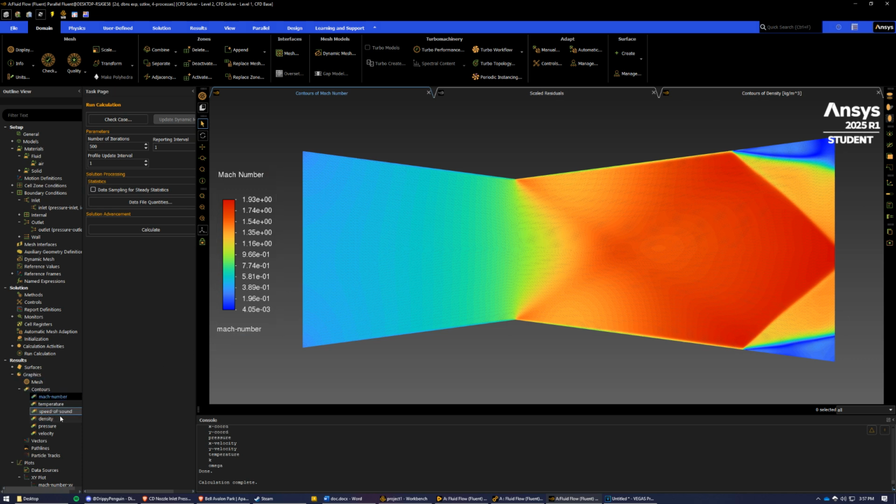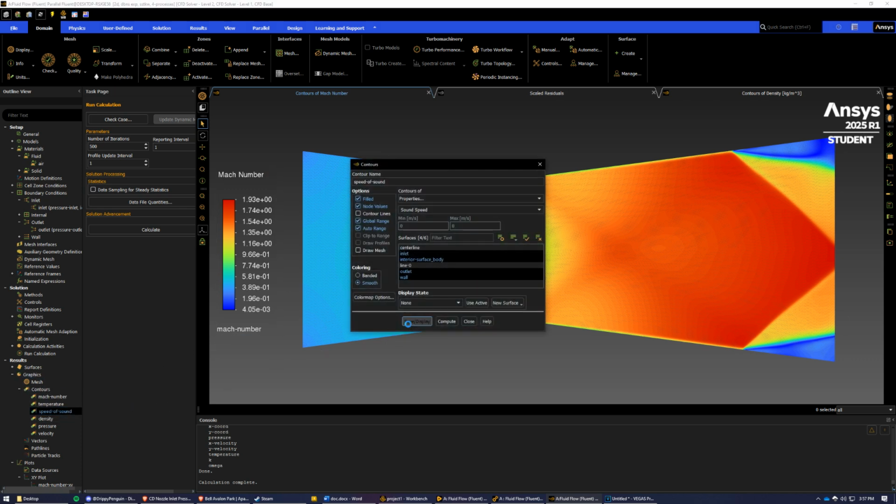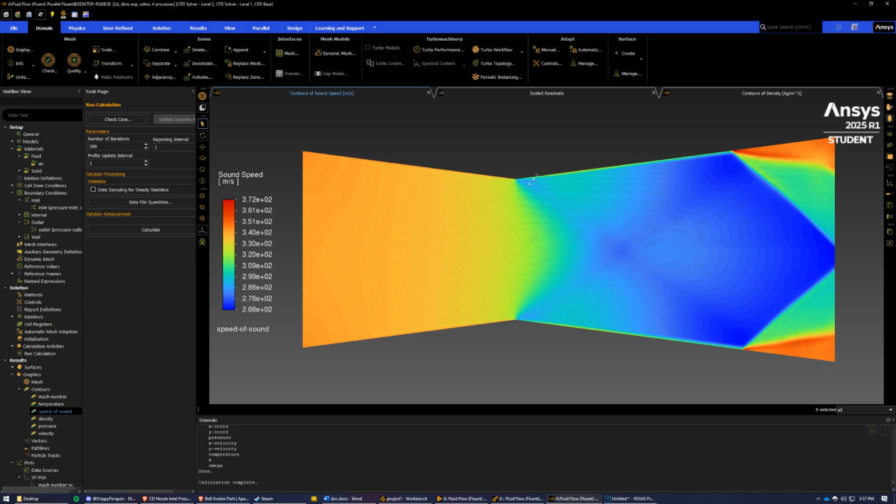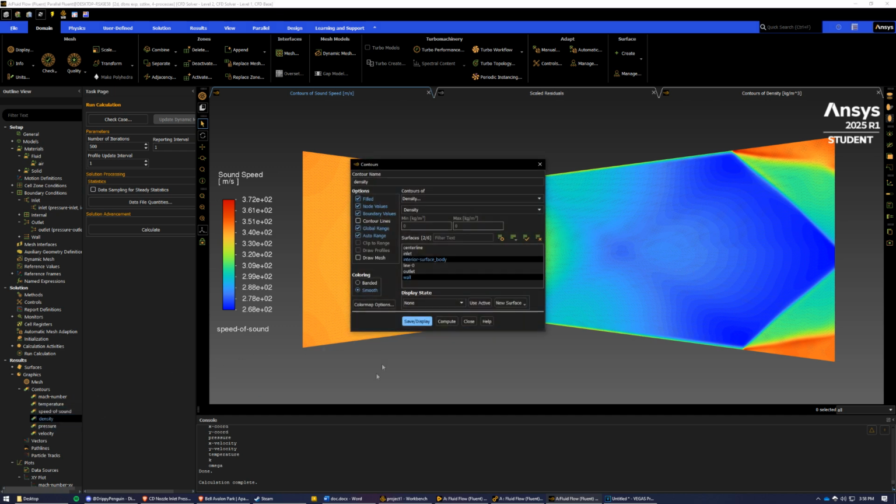Another interesting model to look at would be the speed of sound. This one and density will look very similar, as speed of sound is a function of the density in general. And we can see again, very high speed of sound in the converging section as the particles are packed very densely, allowing for sound to travel much faster. And as we move through the diverging section, we see that speed of sound drop tremendously as the particles are spread further apart. We can look at that again with the density chart.